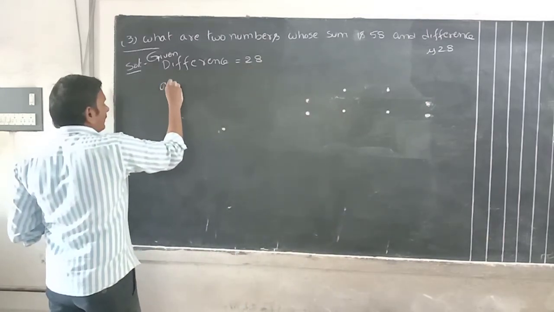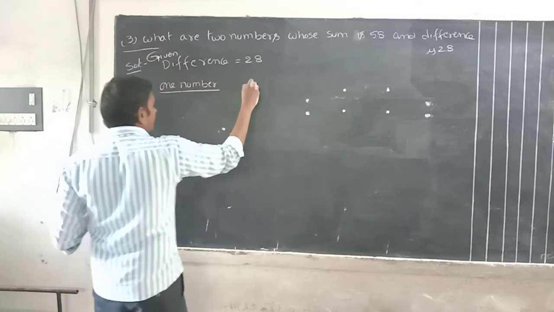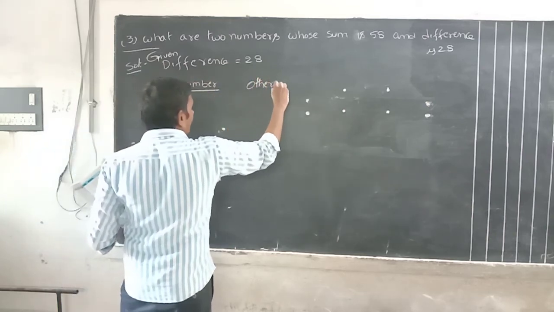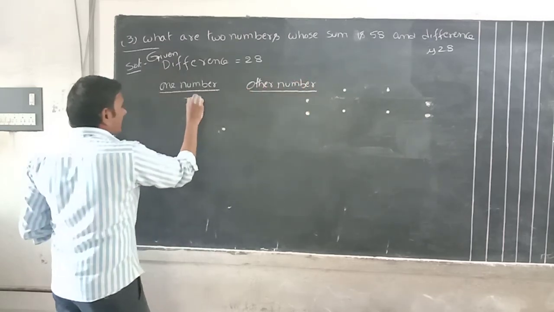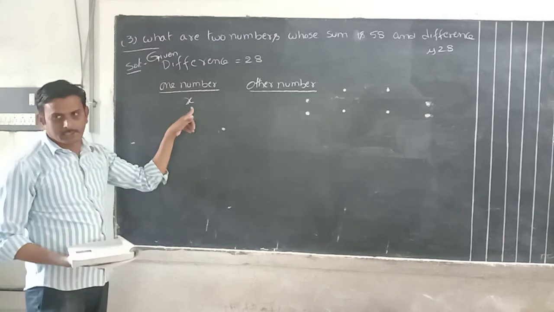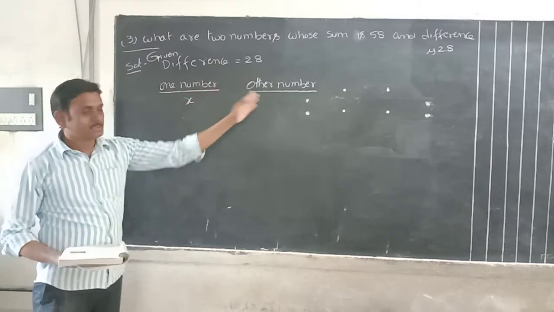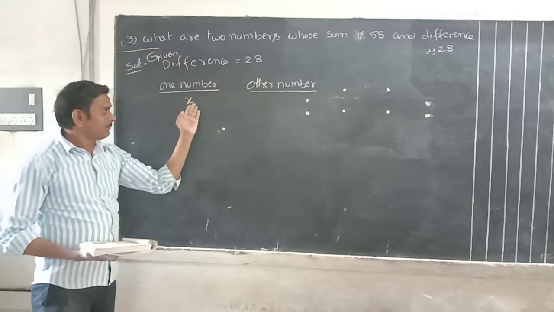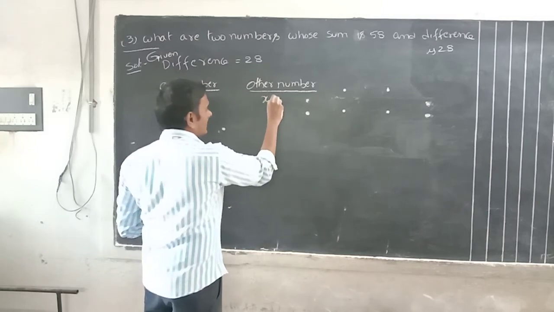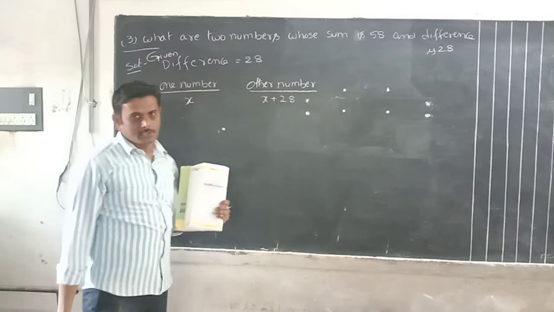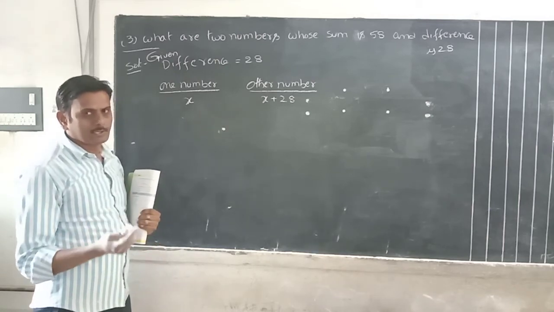Now we will write one number and the other number. One number equal to x I taken. Then what will be the other number? The difference is 28. That means if you take the difference of these two, it is 28. If one is small, the other is big, it is 28 more. Then what can we write? x plus 28. We can write x minus 28 also, by that also we will get the answer.